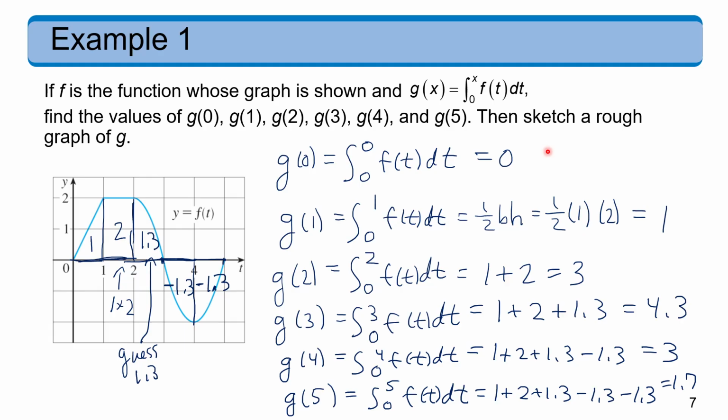We'll do that on the next slide, but I'm going to use all of these results because these are giving us ordered pairs. When x is 0, y is 0 on the graph of G. When x is 1, y is 1. When x is 2, y is 3. And we go all the way down, we get a whole set of ordered pairs. We'll plot those and then connect them with a curve to create our estimate of the graph of G.